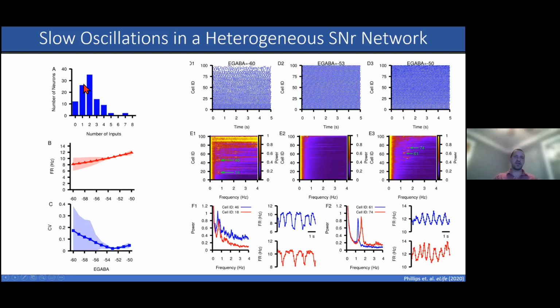So the average number of connections or inputs to a given SNR neuron is 2. And as you change E-GABA within this network, you change the firing rate. So with low E-GABA, you get a lower firing rate and increased CV, and with higher E-GABA, you get an increase in firing rate and, in general, a decrease in the CV. That is the effect of the local SNR collaterals.